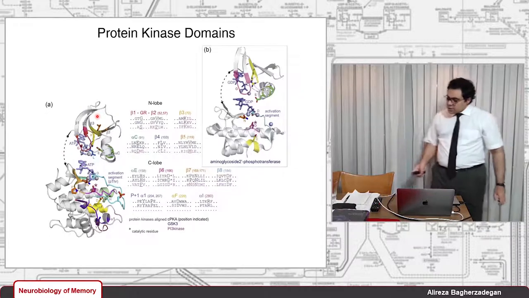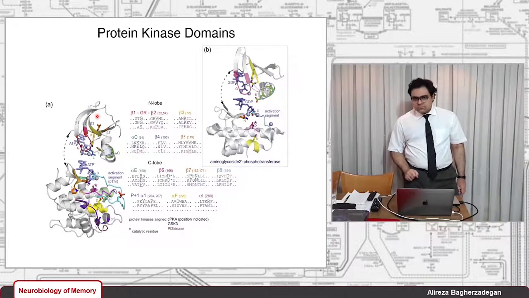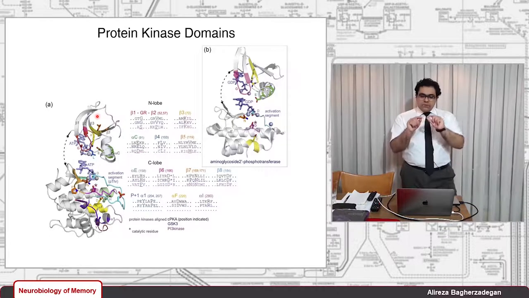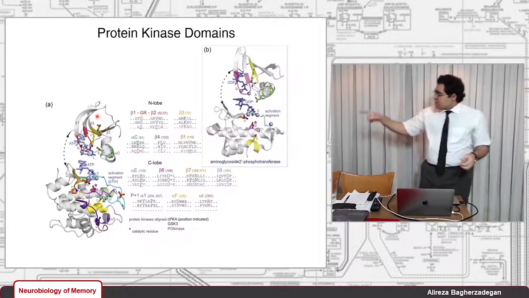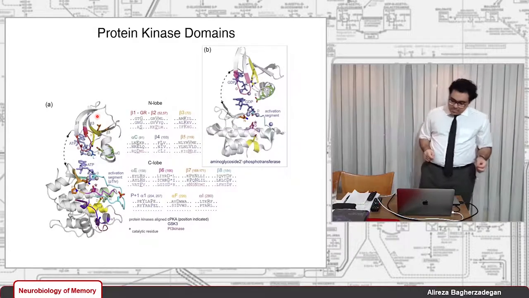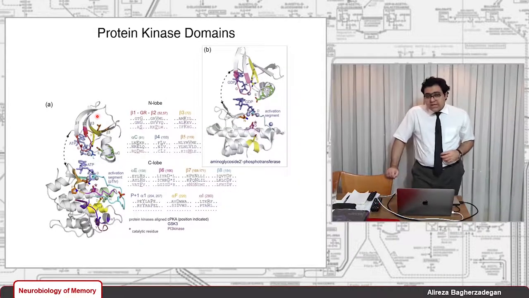The N lobe coordinates the ATP by a glycine-rich P loop. So the N lobe has a glycine-rich P loop, which coordinates the ATP. Of course, we need ATP as a phosphate source. What does the C lobe do? Well, the C lobe also coordinates ATP, specifically the gamma phosphate of ATP. Okay.